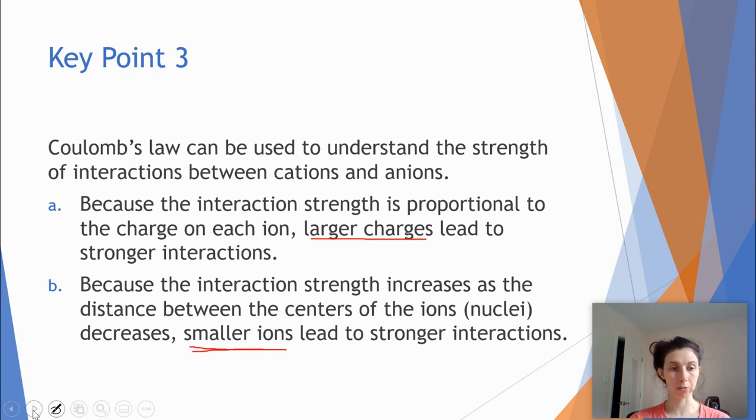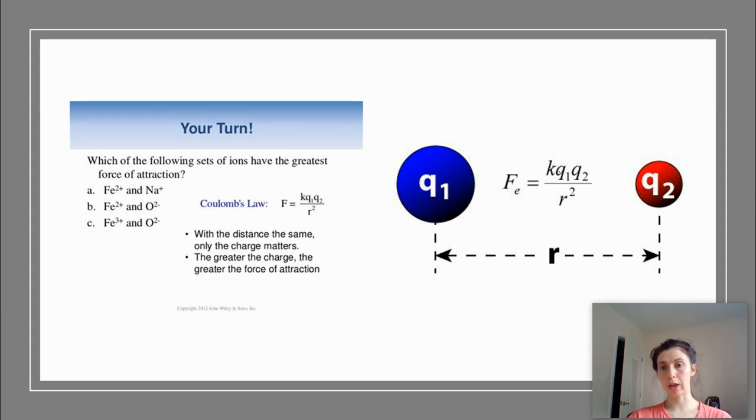So we're familiar with Coulomb's law. This is Coulomb's law. We're looking at the product of the charges and the radius. So if we have Fe2+ and Na+, these both repel each other, right? We would have a positive force, so they're pushing in opposite directions. So they would not have the greatest force of attraction. So when we're comparing B and C, the only difference is that iron has a +2 charge versus a +3 charge. And so therefore C would have the greatest attraction.